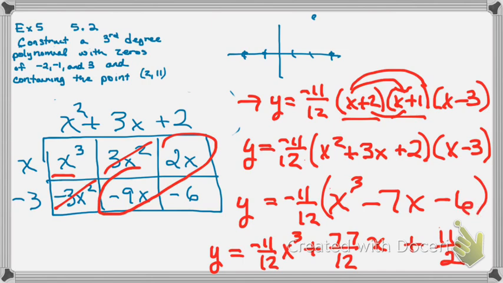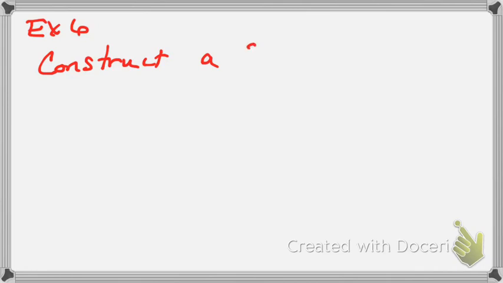Everybody okay with example 5? Okay, now we're ready for example 6. In example 6, we're going to construct a second degree, that means a quadratic, second degree polynomial.